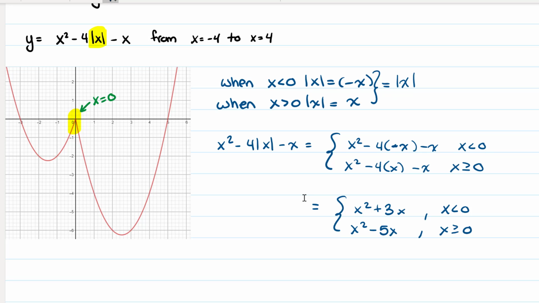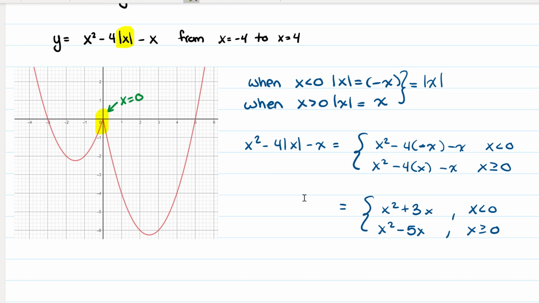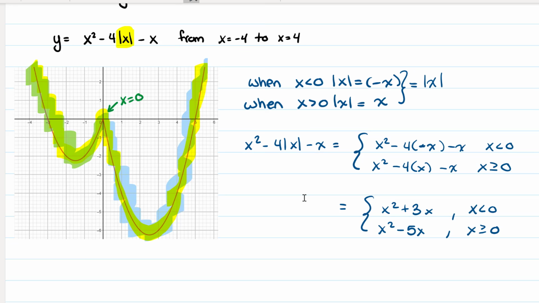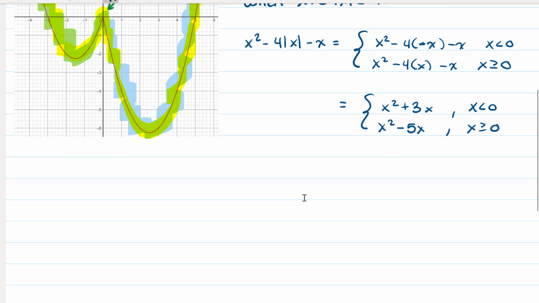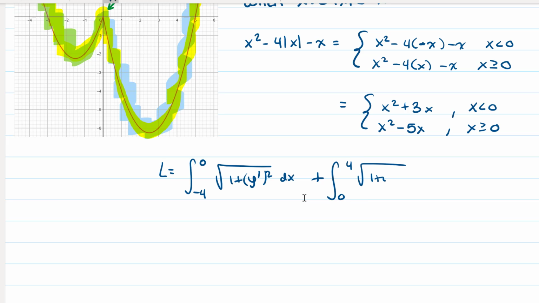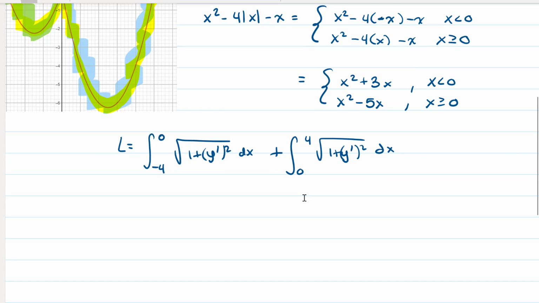Okay, so in our length formula, again, we're trying to find the length of this curve from negative 4 to 4. So we're trying to find the length of the entire curve from here to here. So basically, we're going to break it up from negative 4 to 0, and then we're going to break it up from 0 to 4. So the length is going to be the integral from negative 4 to 0 of the square root of 1 plus y prime squared, plus the integral from 0 to 4 of the square root of 1 plus y prime squared. Which means I need to go ahead and find y prime.